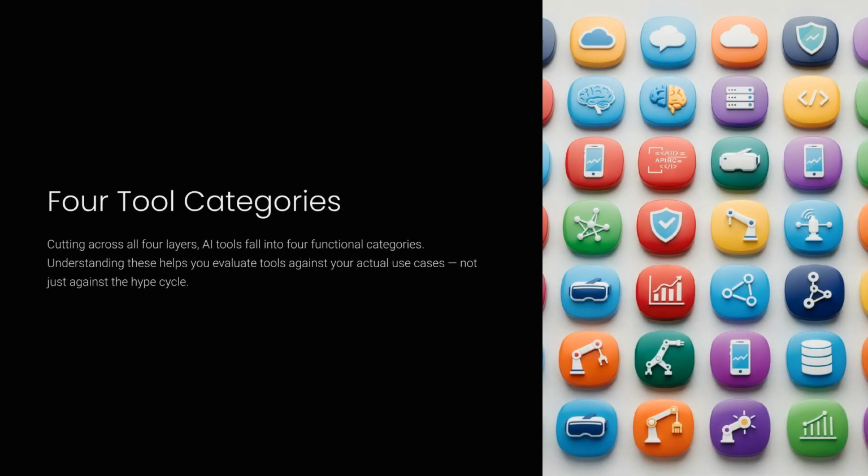Beyond the layers, tools fall into 4 functional categories. Understanding these helps you evaluate a tool's specific relevance to your use cases, ensuring you focus on utility rather than just getting swept up in the latest industry hype cycle.